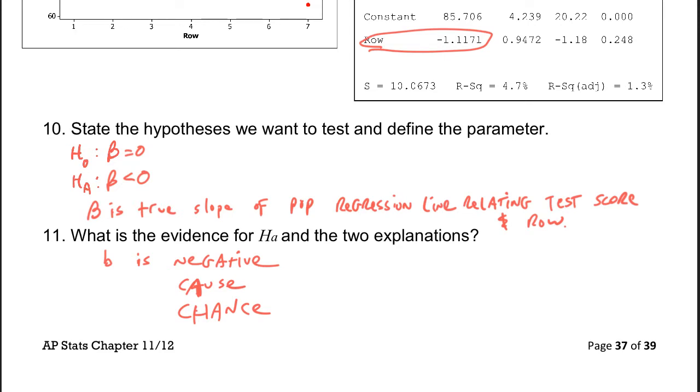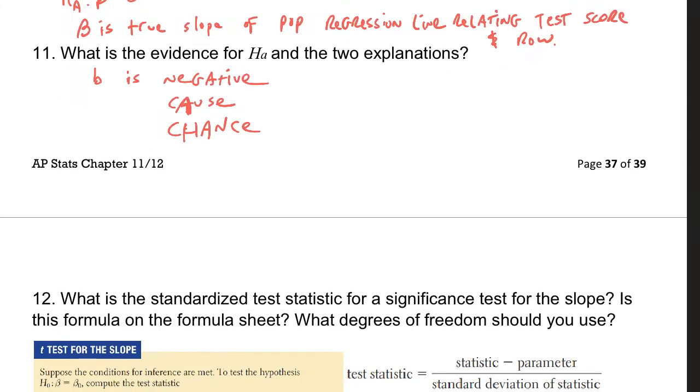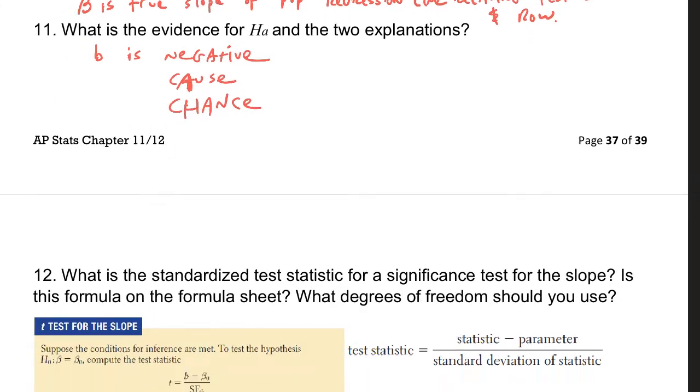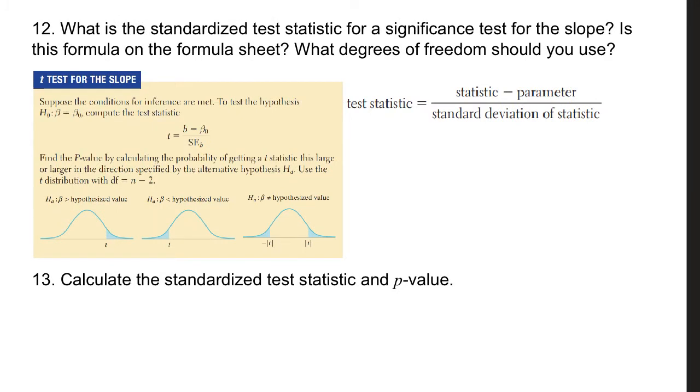How rare is that? Now our R-square observed is only 4.7 here. So that's not super good. So there's not a very strong relationship here, which you did in part of your 1 through 9. But let's see if there is one. So what is the standardized test statistic for a significance test? It's going to be a t-score.